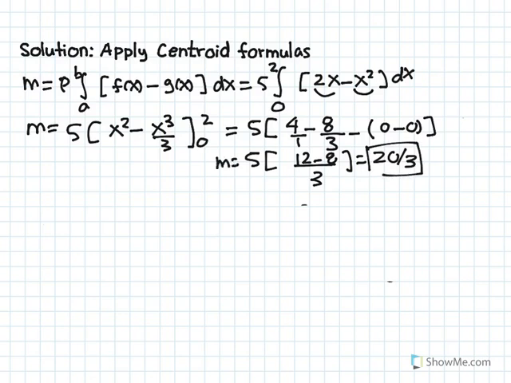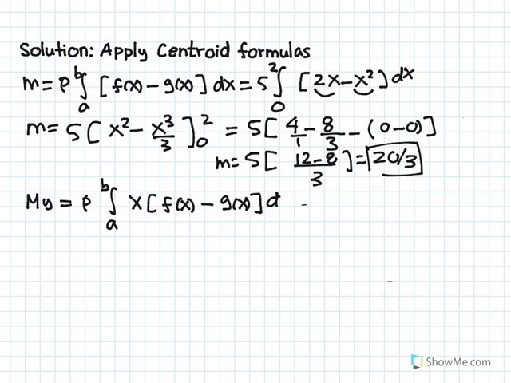All right. Now let's find the moment with respect to the y-axis. The moment with respect to the y-axis is equal to rho times the integral from a to b of x times f of x minus g of x dx. So the density is 5. The integral from a to b, from 0 to 2. Those are the x coordinates of intersection. x times f of x, which is 2x, minus g of x, which is x squared, dx. Let's integrate this and solve for the moment with respect to the y-axis.